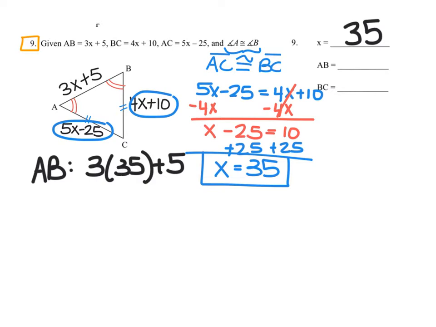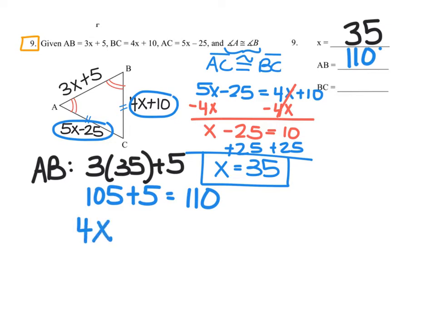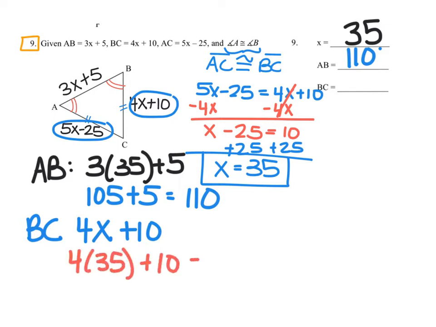So 105 plus 5 is 110. I almost wrote degrees, but it's not an angle, it's a side. Okay, so 110. And then we got BC, so we want 4x plus 10 for BC. So 4 times 35 plus 10, so that's 140 plus 10, 150. There we go. Okay. And let's move on to the next one.